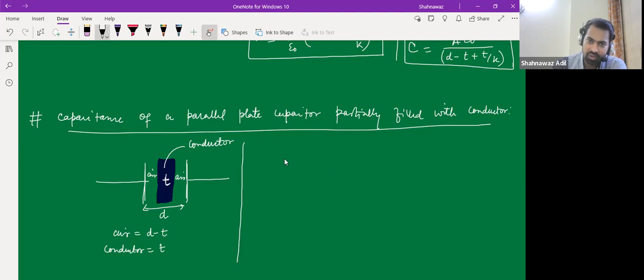Okay, so electric field, right, we want to calculate the capacitance, right? And again, we need to calculate the voltage between the plates. So again, V is ED, right? And E would be E air D1 plus the conductor.